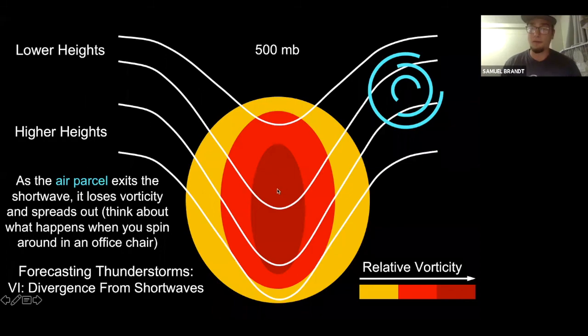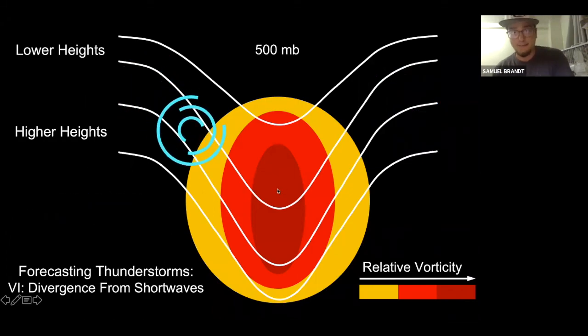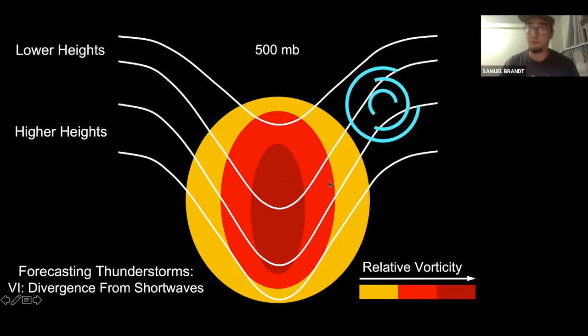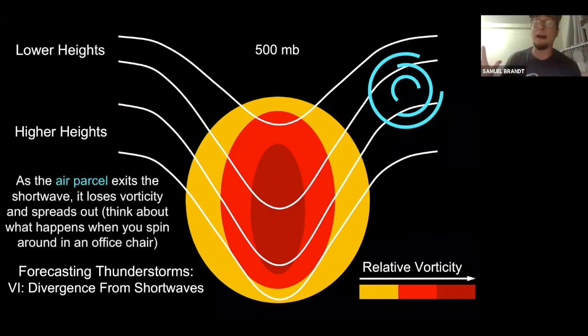As the parcel spin decreases as it exits the trough here, so as it exits the trough, it's forced to spread out from conservation of angular momentum. And that spreading out is the upper level divergence that I was talking about earlier.